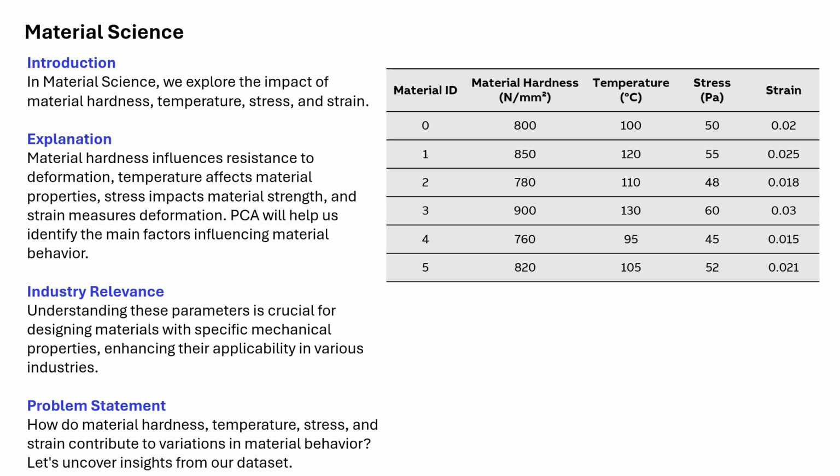Understanding these parameters is crucial for designing materials with specific mechanical properties, enhancing their applicability in various industries. So consider the dataset given in the table and answer how do material hardness, temperature, stress, and strain contribute to variations in material behavior?